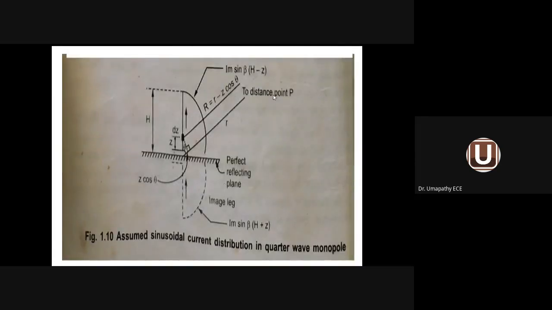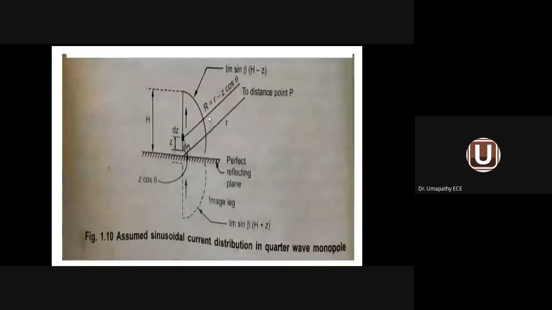At point P, distance R, we are trying to calculate the radiation strength in terms of a magnetic field and an electric field. So initially, we are writing an expression for current I. Current I is having two expressions. One is I m sin beta (H minus Z), for Z greater than 0. That means for the upper portion, I m sin beta (H minus Z). For the lower portion, I m sin beta (H plus Z).